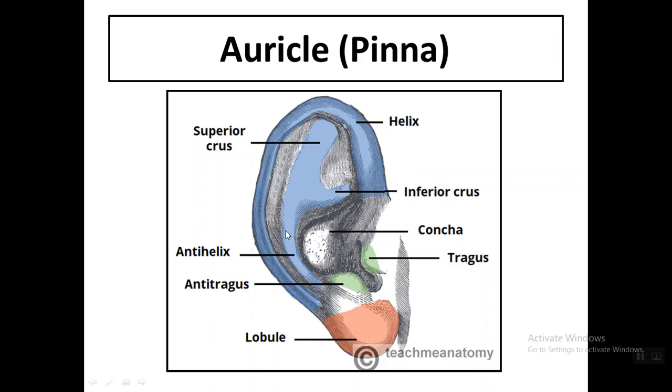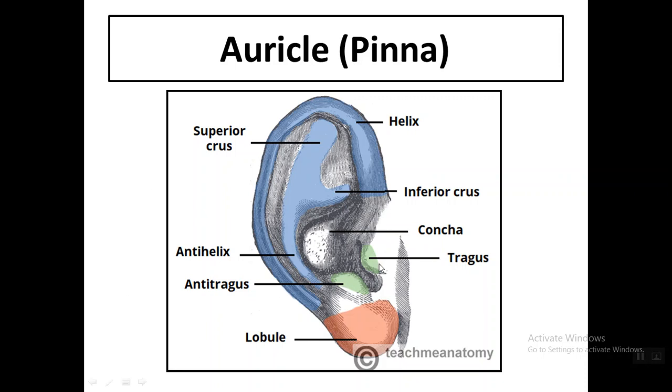Immediately inner to the helix and parallel to the helix is another curved cartilage called the antihelix. The antihelix divides into two crura, superior crus and inferior crus. At the middle of the auricle there is a depression called the concha. The concha leads into the external acoustic meatus.